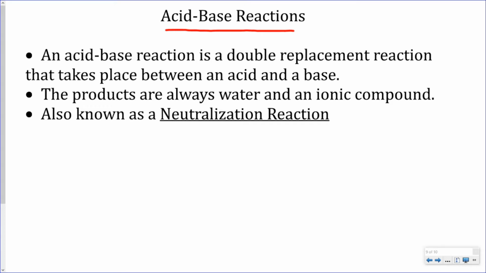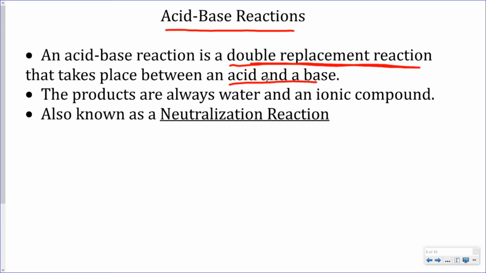Now that we have, we can just add this extra little shade of meaning on top of one of the other reactions that we already talked about. So an acid-base reaction is a double replacement reaction. So we already know what these are. So this is just a special case of a double replacement reaction. And as the name implies, it takes place between an acid and a base.